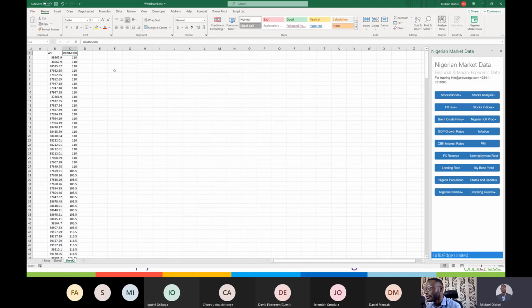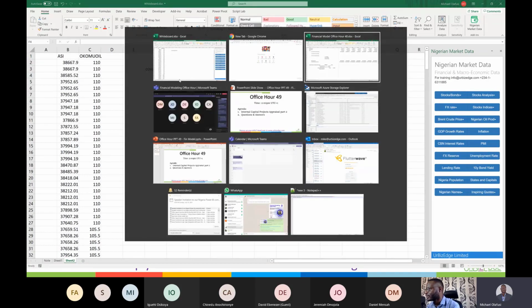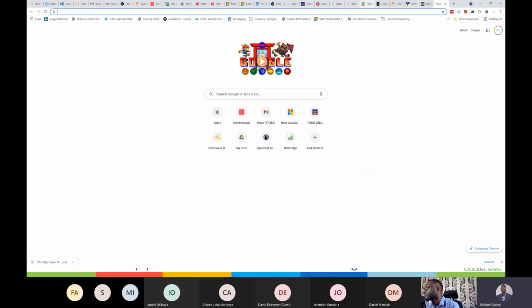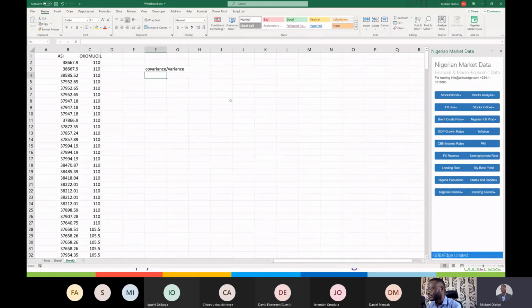Good. So if I want to calculate the beta now, all I have to do is remember the formula: covariance over variance. You can go and confirm that again. I still have that page open. See? So the covariance over variance. So let's do the covariance.